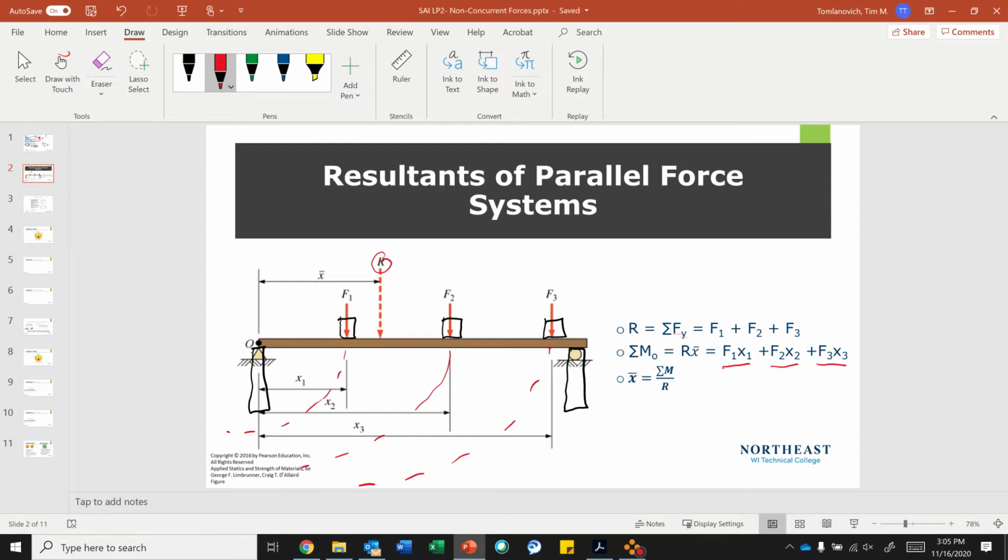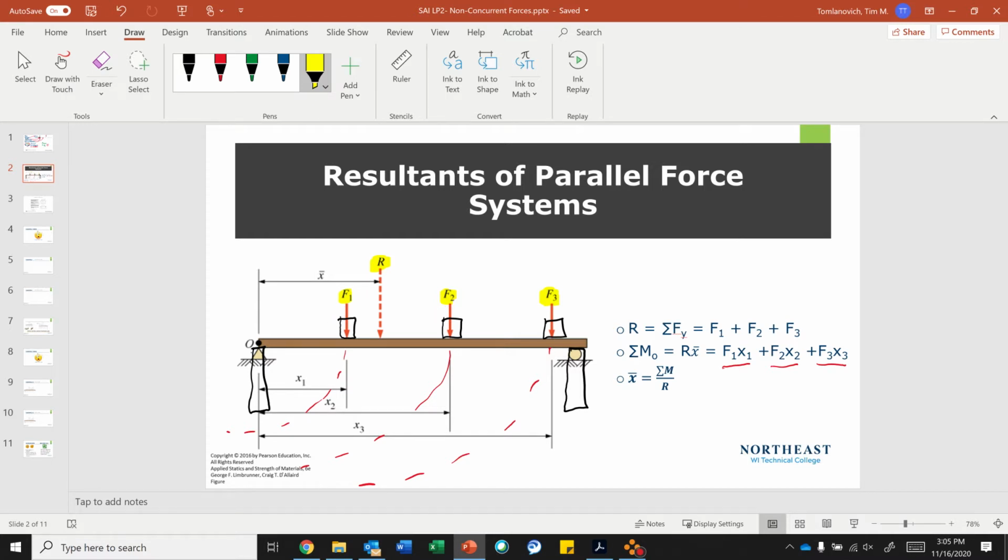So R equals the sum of the forces. So that's F1 plus F2 plus F3. So R equals the sum of F1, F2, and F3. Okay, so if we take R times the distance rotating about the same point, that will equal the same as summing the individual moments, F1 times X1, F2 times X2, F3 times X3.